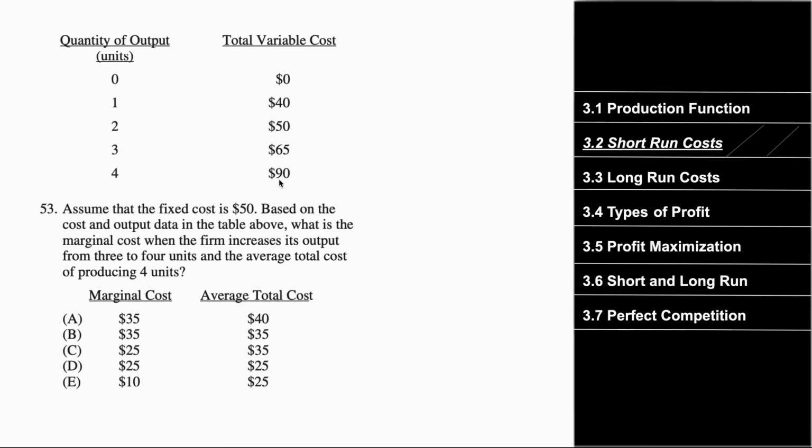So we add the two up to get total cost, right? Total cost is variable cost plus fixed cost. So 90 plus 50, we get 140, and we produce 4 units. To find average total cost, you find total cost divided by the quantity. So it's 140 divided by 4, which gives you your average total cost of $35. So you should have gotten B.